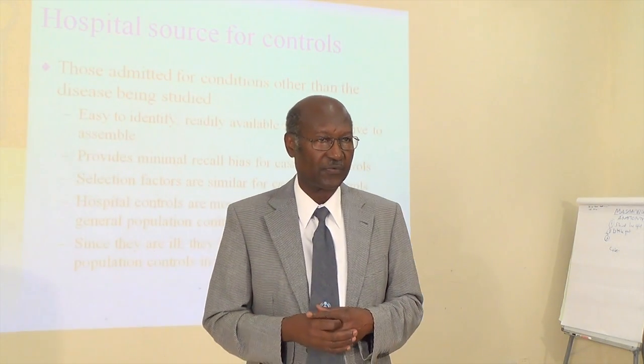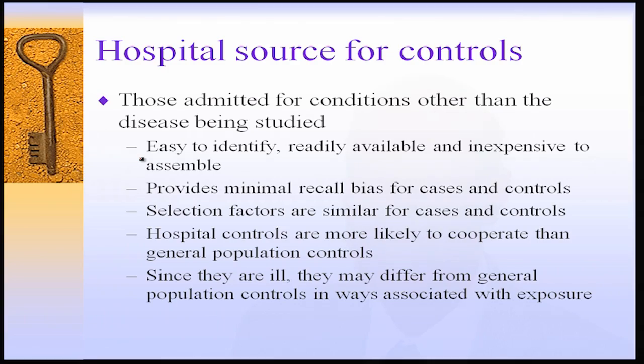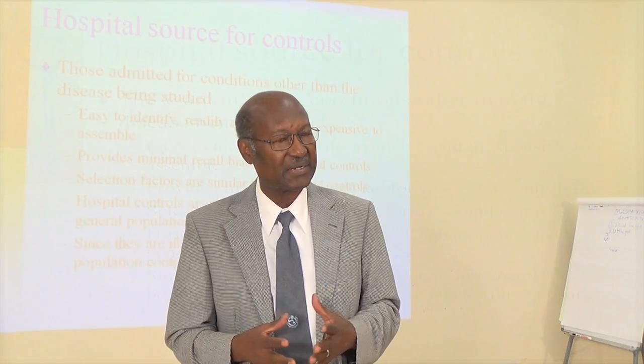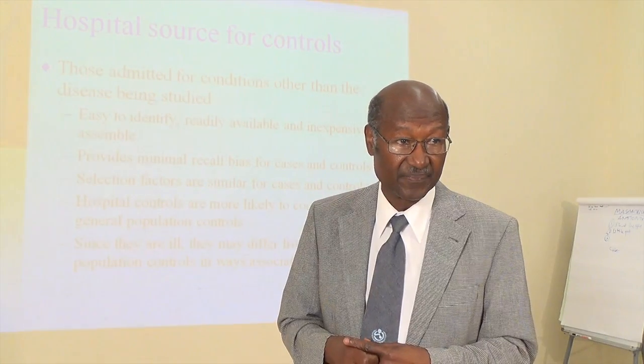Hospital source for controls. Those who are admitted for conditions other than the disease in the cases should be very good controls for your cases. These are easy to identify, they are nearby, they are very close to the cases, they are readily available, and they are inexpensive to assemble. They provide minimal recall bias for cases and controls, meaning that recall bias is not there, or it's minimal, because they can recall what exposures they have been to in the recent past.